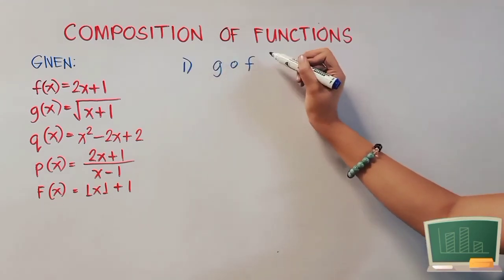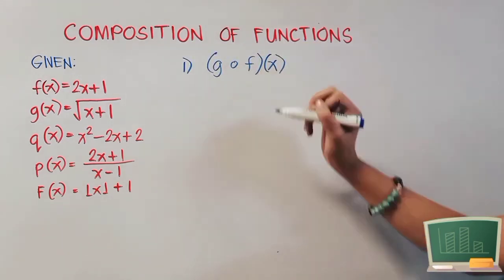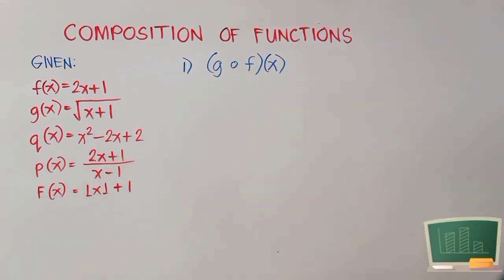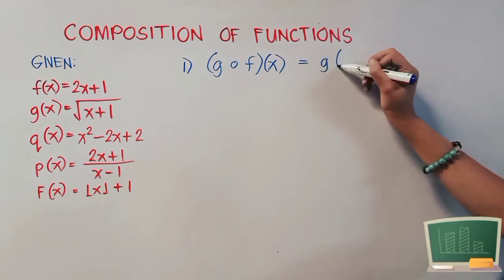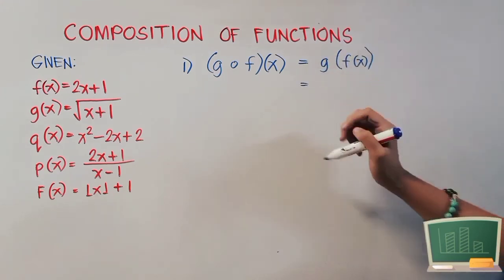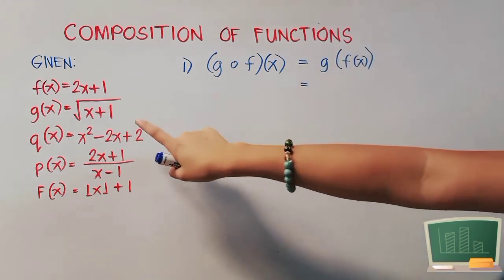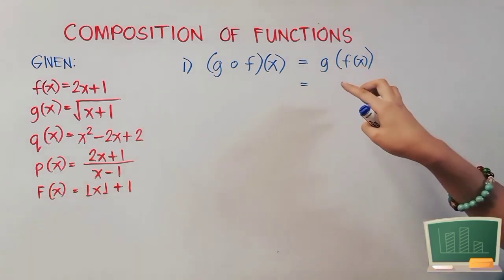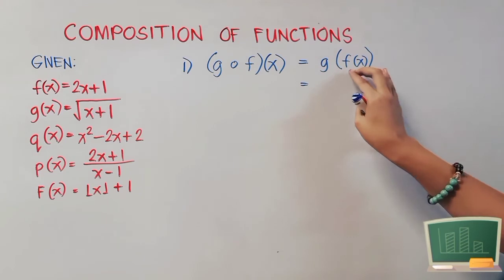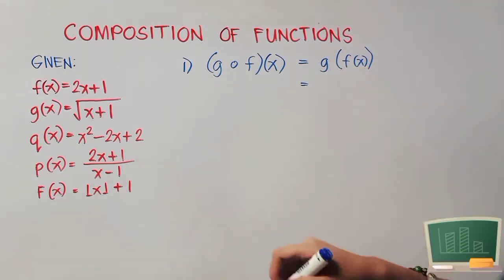Let's start with number 1. Our little circle here is the symbol for composition of functions, and we can write this one as g of f of x. It means to say we will be using the function g, but our x here will be replaced by the entire function f.